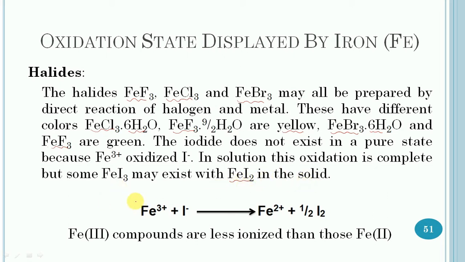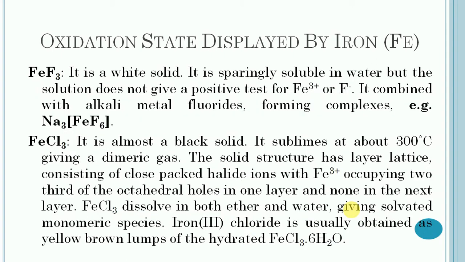So this one is the reaction showing the existence of iron 3 positive and iron 2 positive in this reaction along with iodide ion. Iron 3 positive compounds are less ionized than those of iron 2 positive compounds. Ferric trifluoride is a white solid. It is sparingly soluble in water, but the solution does not give a positive test for iron 3 positive and fluoride ion.